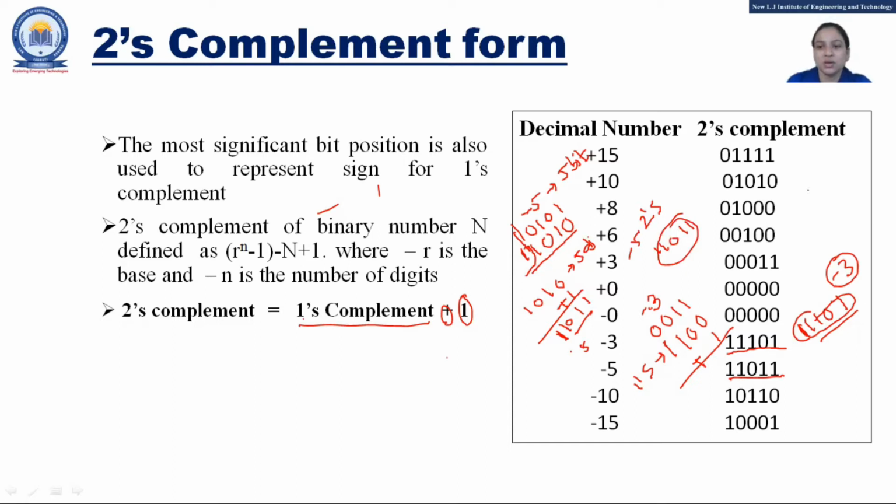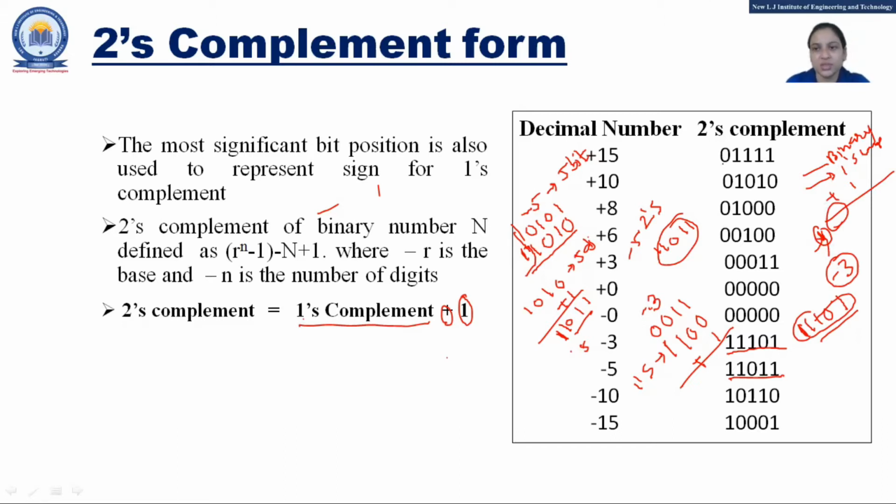So first, we have to write the binary equivalent of the given number, then find the 1's complement, then add 1 to the 1's complement, then add the extra bit for the negative sign. So in this way, we get all the negative numbers using 2's complement.